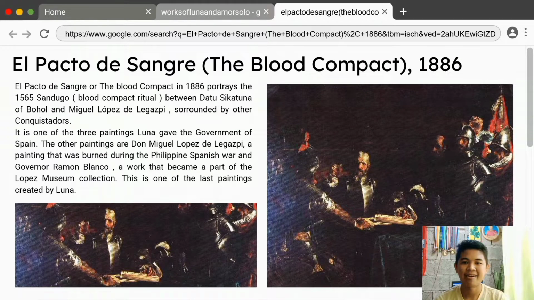El Pacto de Sangre, or the Blood Compact, in 1886 portrays the 1565 Sandugo Blood Compact ritual between Dato Sikatuna of Bohol and Miguel Lopez de Legazpi, surrounded by other conquistadors. Dato Sikatuna was described as being crowded out of the picture by Lopez de Legazpi and his fellow conquistadors. Juan Luna completed the Blood Compact in 1886, the year he moved to Paris to open a studio. In 1904, the painting won first prize in Paris, France, and at the St. Louis Exposition in the United States. It is one of the three paintings Luna gave the government of Spain.